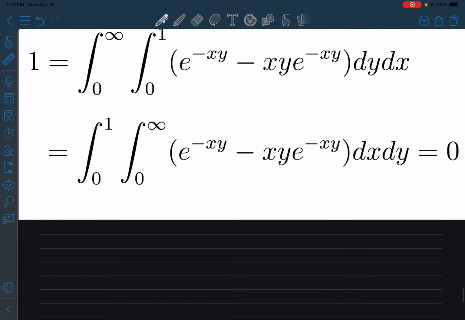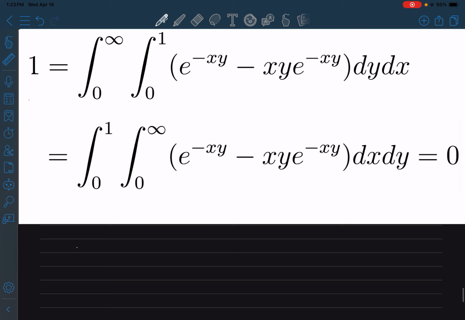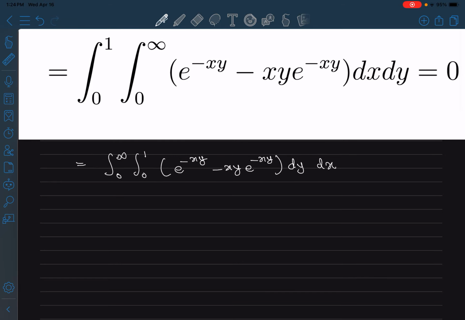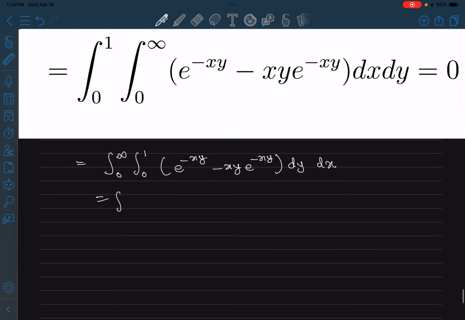So let's just see how we can solve this integral first. The first integral we have is the integral from 0 to infinity, integral from 0 to 1 of e to the power negative xy minus xy e to the power negative xy dy dx, right? So if I try to integrate this with respect to y, notice that the integrand will be y e to the power negative xy, and then from 0 to 1, dx.